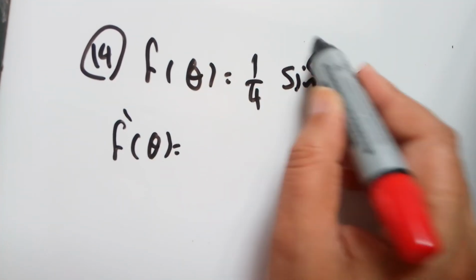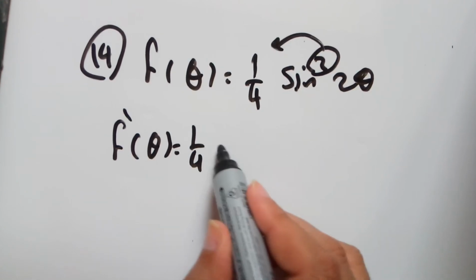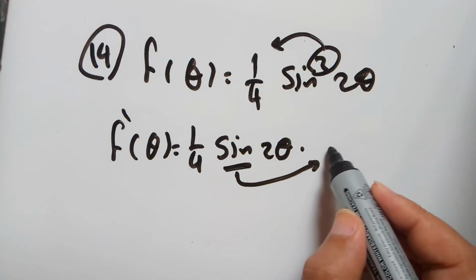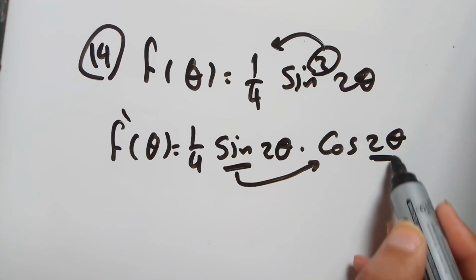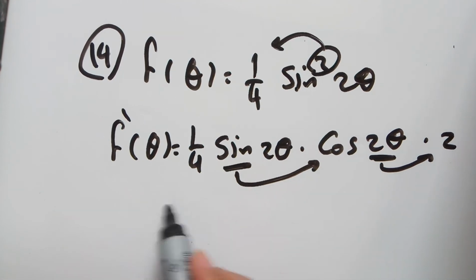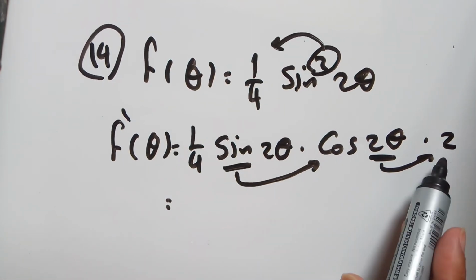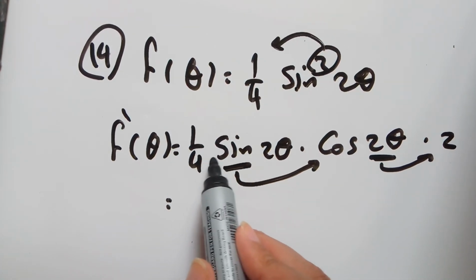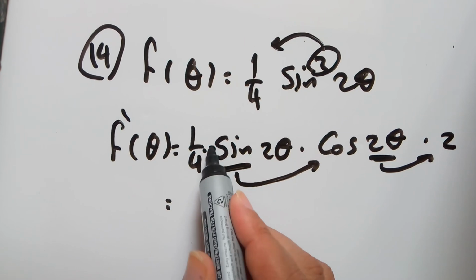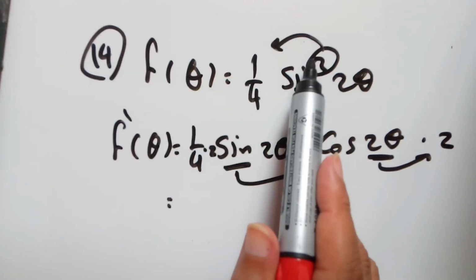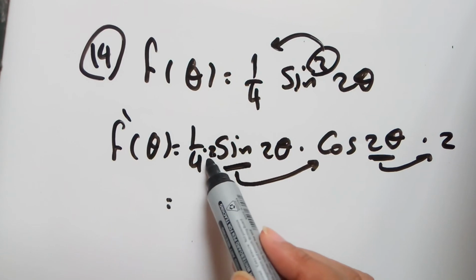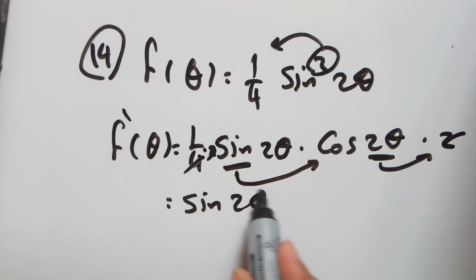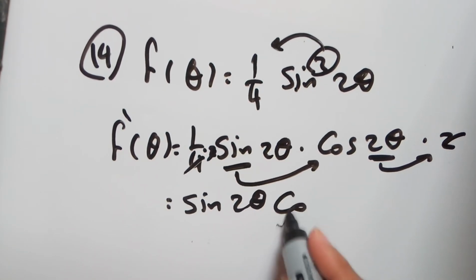You have a power for sine, bring it down and subtract 1. 1 over 4 sine 2 theta multiplied by, what is the derivative for sine? It is cosine 2 theta. What is the derivative for 2 theta? It is 2. Then you apply the chain rule here. Then 2 multiplied by, and here we have 2, sorry, when we bring down the power 2, 1 over 4 multiplied by 2. Then 2 multiplied by 2, 4, cancelled with 4. Then you have sine 2 theta multiplied by cosine 2 theta.